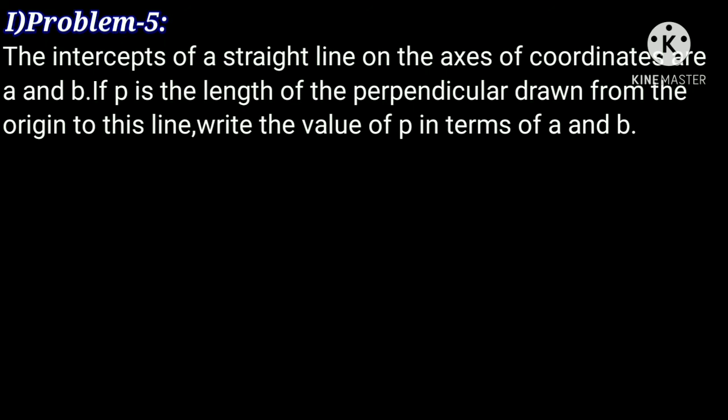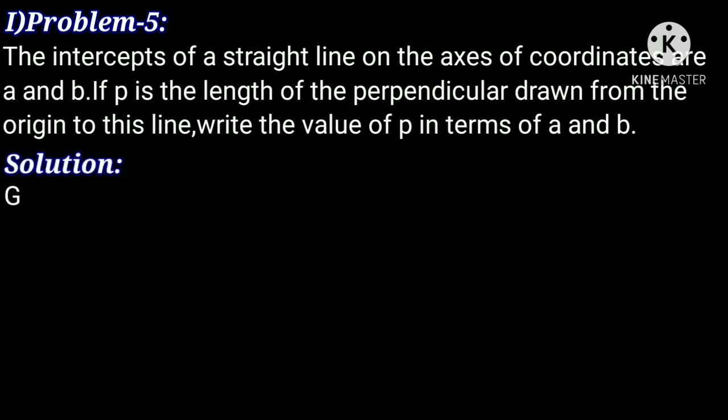In this problem, we are given intercepts A and B. By using these values, we will write the straight line equation, that is the intercept form straight line equation. From that intercept form, we will reduce it into general form. Then we will find the perpendicular distance of the straight line from the origin, that is P. Now we will solve the problem.